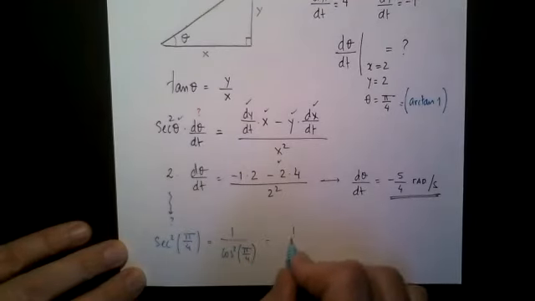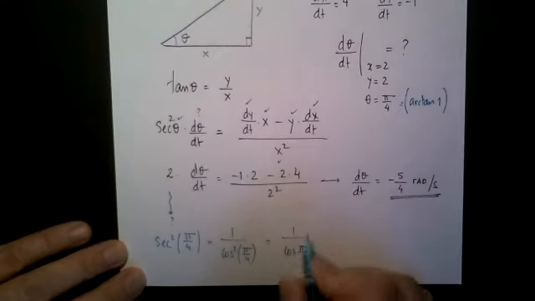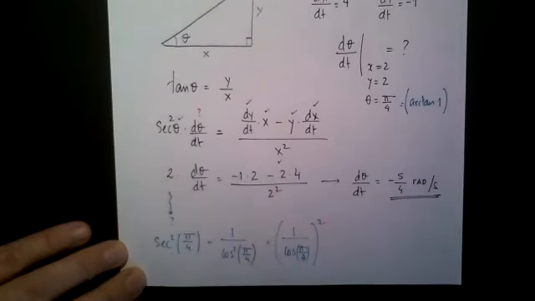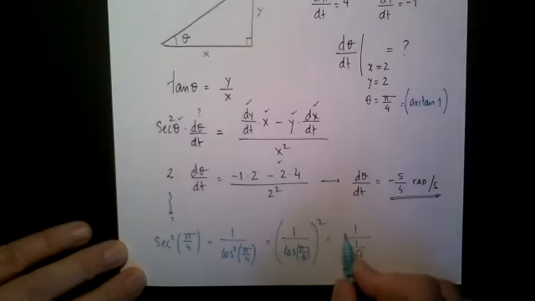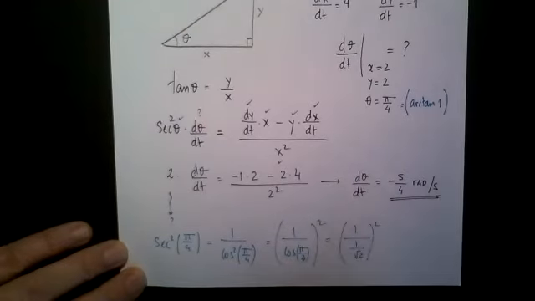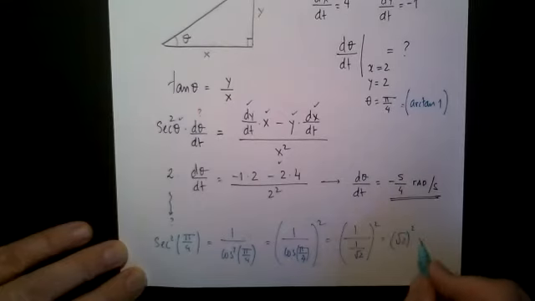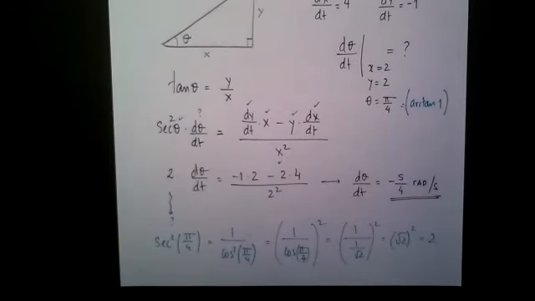Which is 1 over cos of pi over 4, squared, which is 1 over, so the cos of pi over 4, you have to know that it's 1 over root 2. And so if you flip, you get root 2 squared, and that's 2. Okay, thank you. Good.